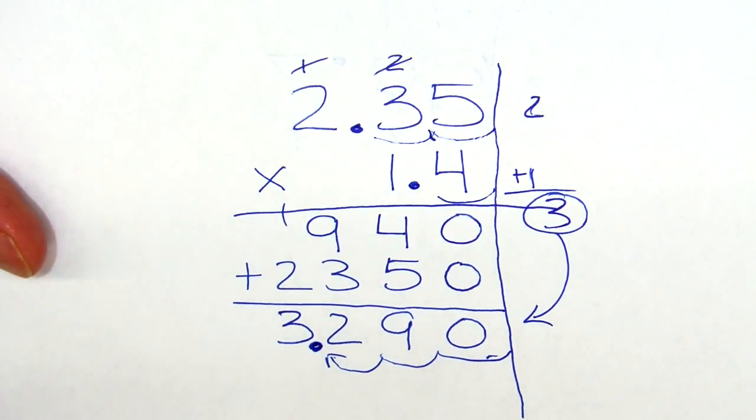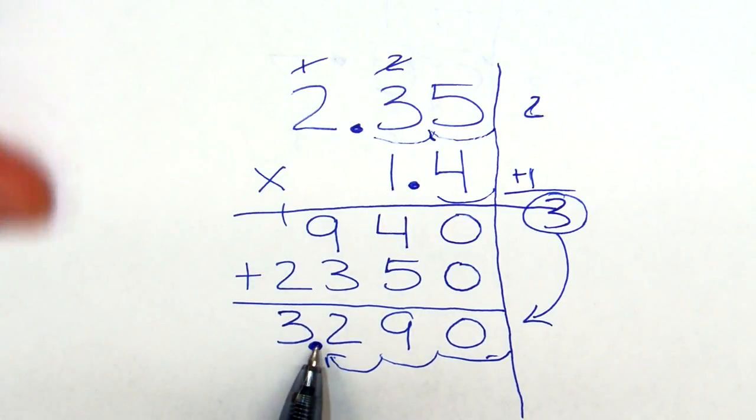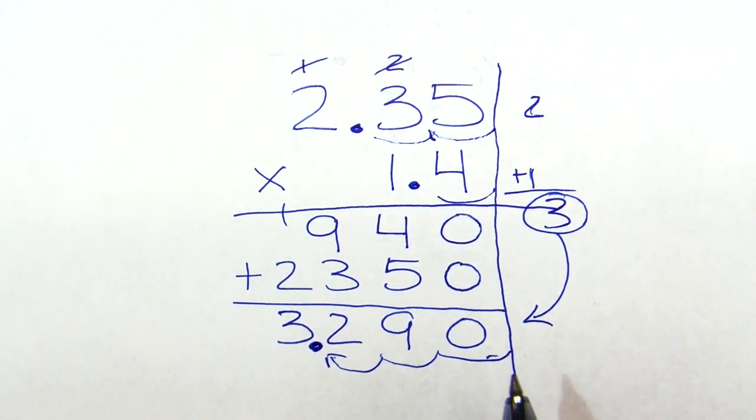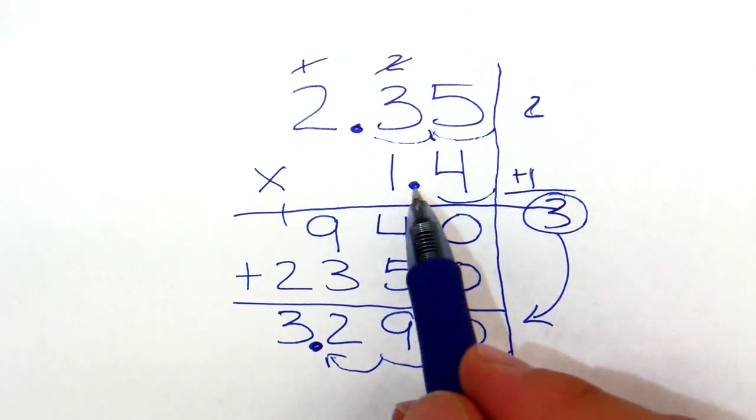All right, so that was a quick little video running through one problem of not only where to place the decimal when you're multiplying decimals, but also another round of practice for multiplying by two digits.